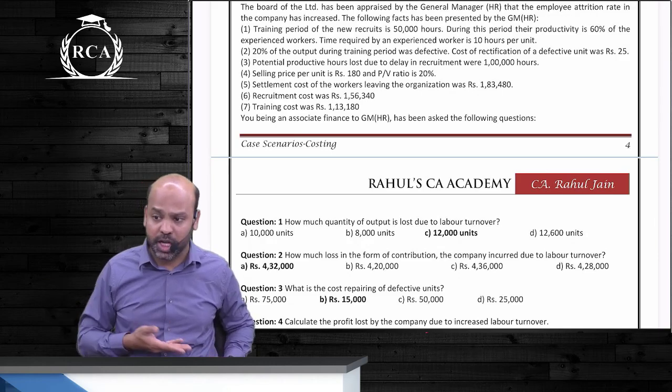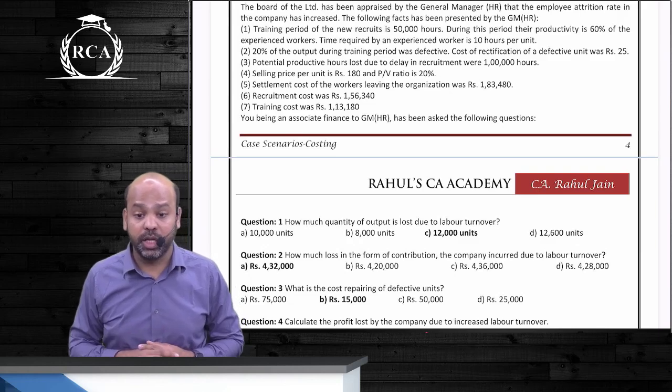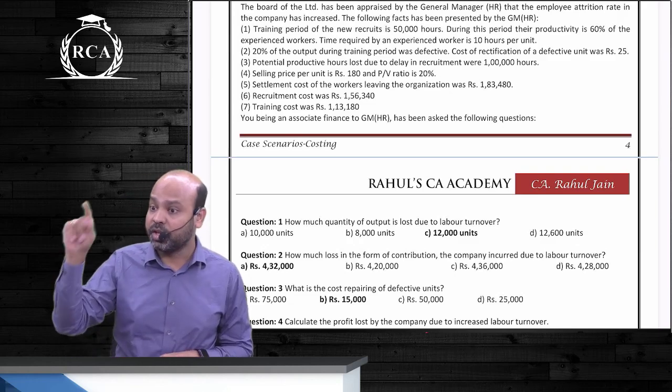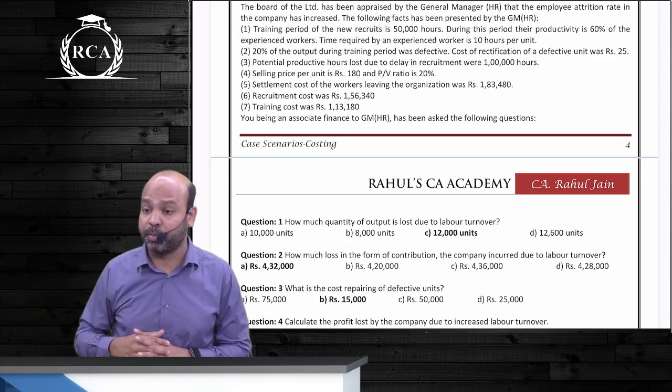But what is the efficiency of these new people? That means they will manufacture only 5,000 units into 60%, 3,000 units. What is the loss of output because of inefficiency?